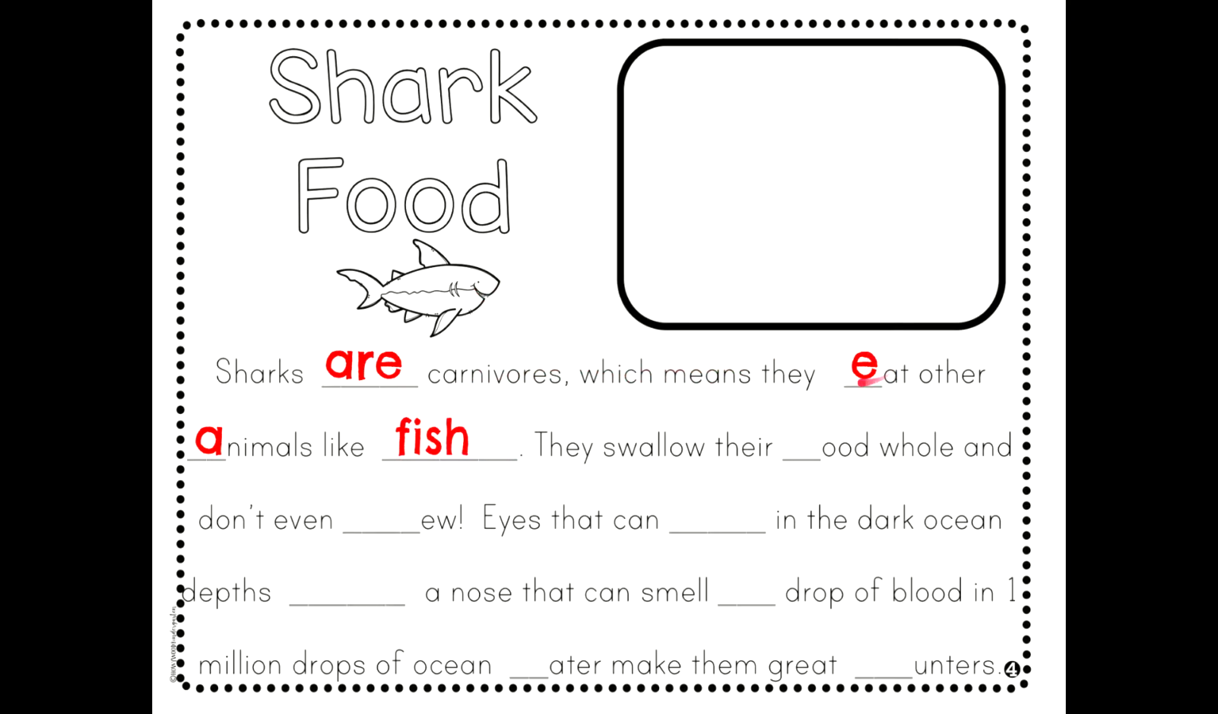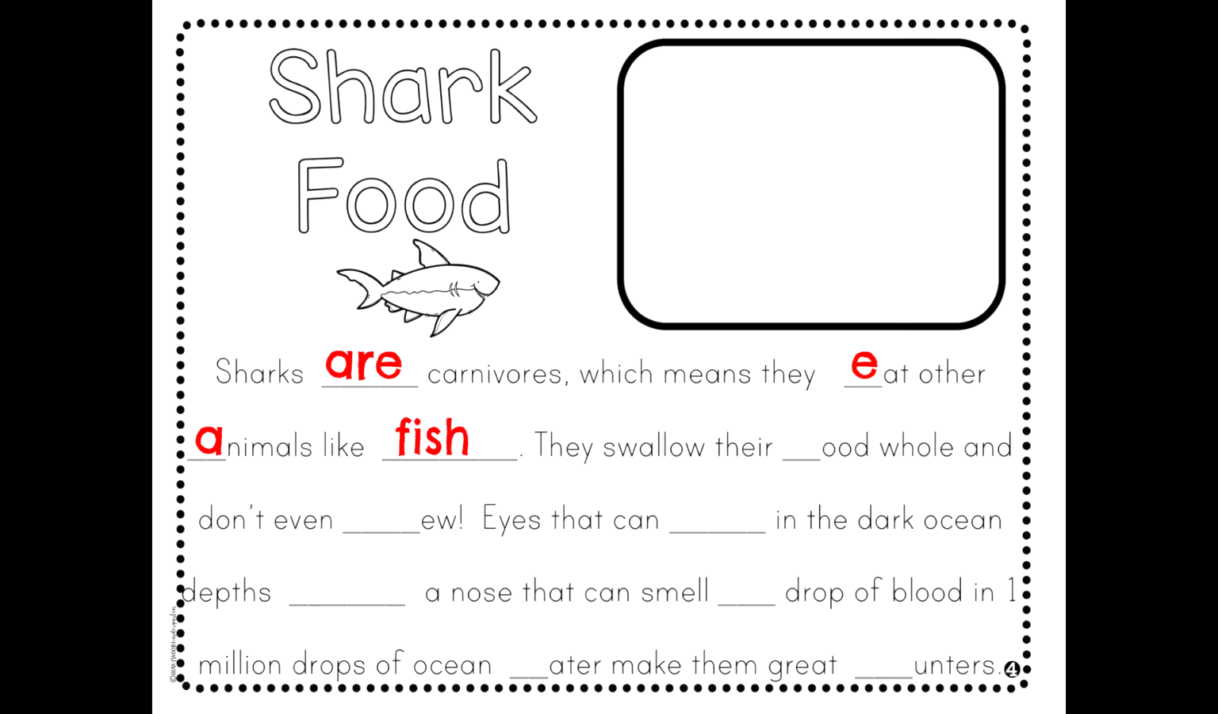So you can fill in an E in the second blank to make AT into EAT for eat. You can add an A in front of animals to make it into animals. And then we're going to add on the fourth line the word fish. F-I-S-H. Fish. So sharks are carnivores, which means they eat other animals like fish.